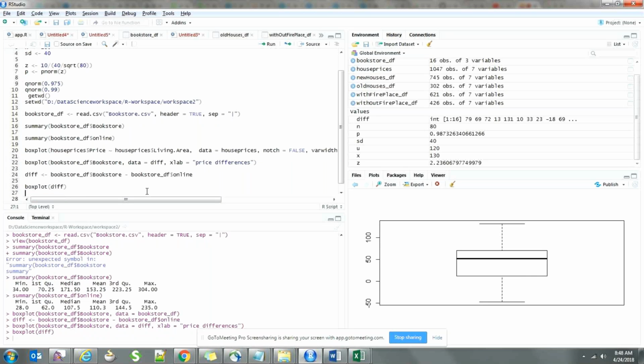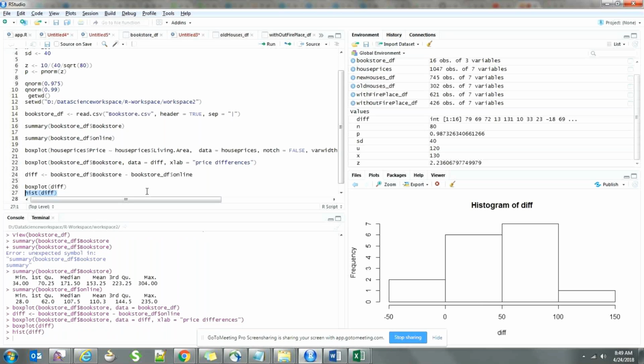Okay. Now plot the histogram. What is the hist? Still now for Instagram.